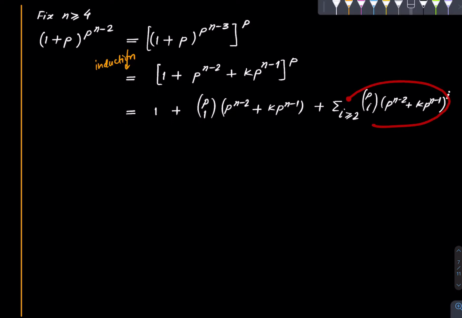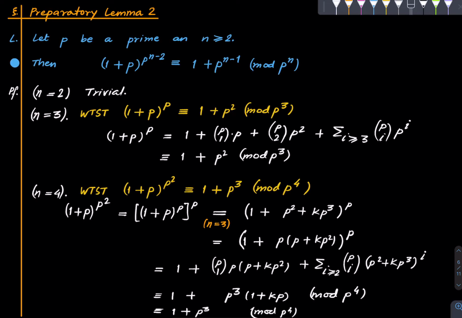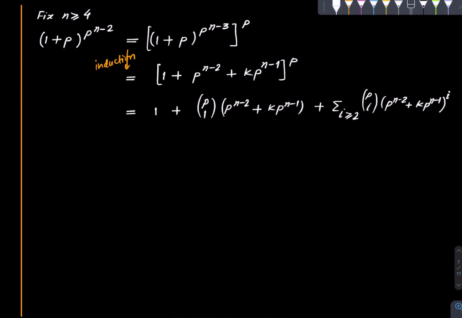Just like in the previous case, you just show that this is divisible by p to the power n. And just like here, you just proceed like that. And therefore, ultimately, you will get that this is congruent to 1 plus p to the n minus 1 modulo p to the n.